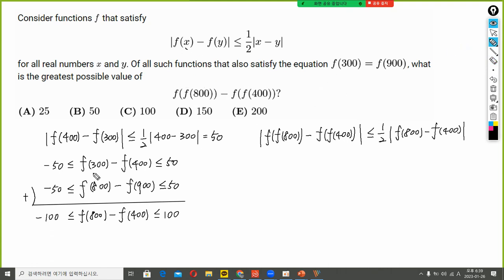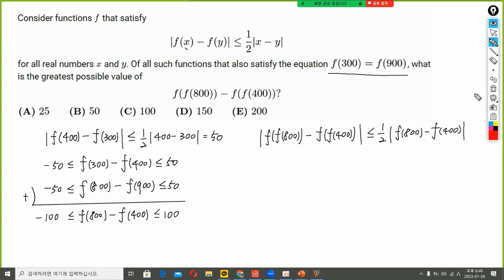So in these two inequalities, if we add them, because f of 300 and f of 900 have the same value, the f of 300 and f of 900 cancel. So only f of 800 and f of 400 remain. And when we add these two, the range is between minus 100 and positive 100. That means the maximum of the absolute value of this difference is 100.